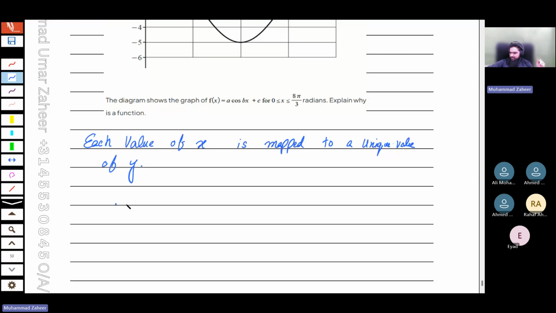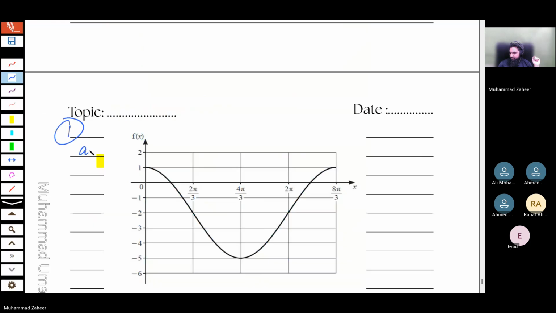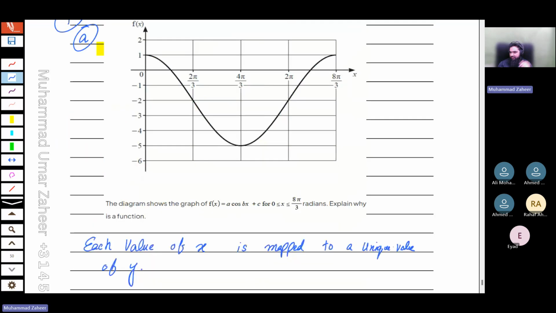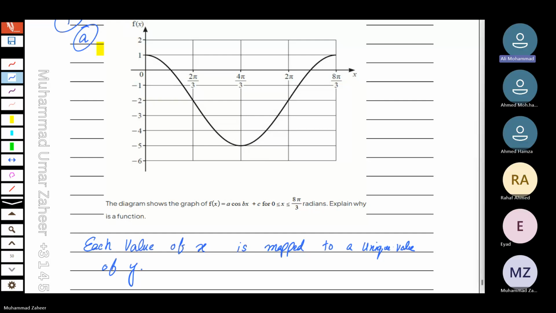Now the B part of this question is, he says, what is the range of this graph? Yes, what is the range of this one? Anyone? Look at the graph and tell me what is the range. Yes, less than or equal to 1 or greater than or equal to minus 5.